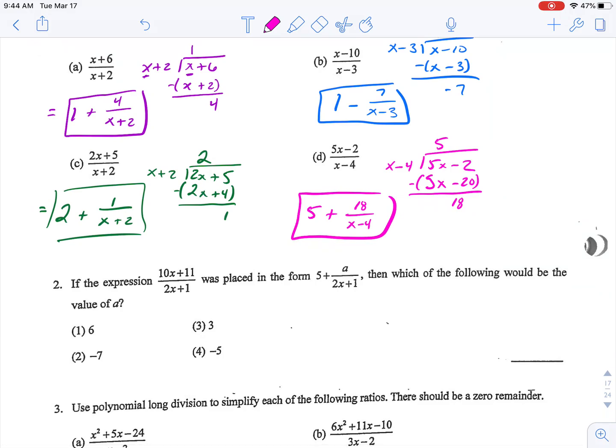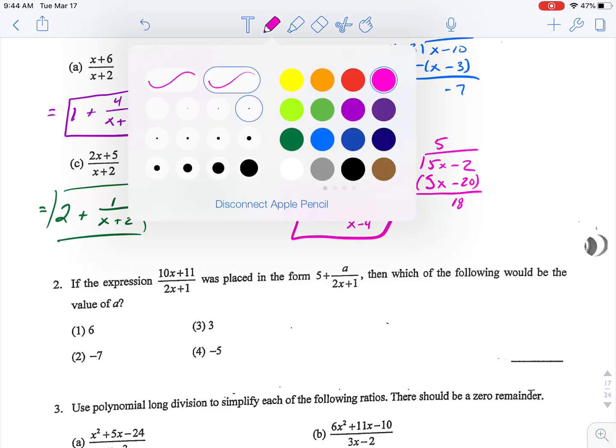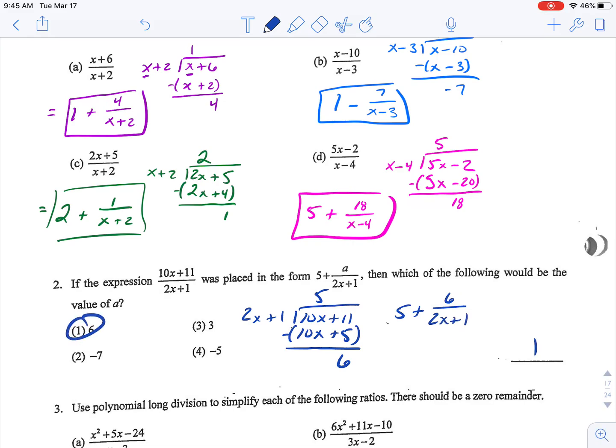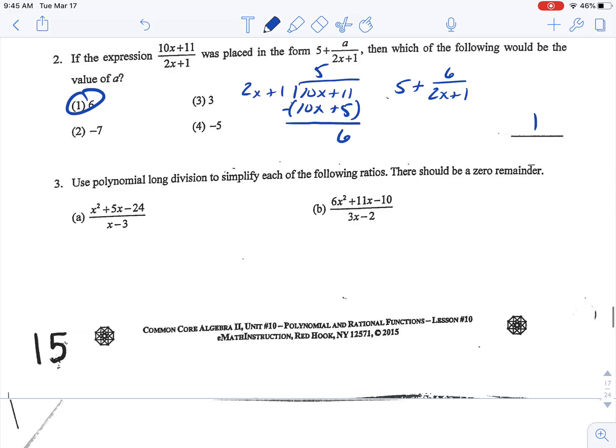If the expression 10x plus 11 divided by 2x plus 1 was placed in the form of 5 plus a over 2x plus 1, what would be the value of a? Well, based on where a is, that looks like our remainder. So we're really just figuring out what the remainder is here. Let's see. So 2x times 5 is 10x. Distributing and subtracting, we get a remainder of 6. All right, so we indeed get a quotient of 5 plus 6 over the divisor, and in any event, choice 1 is our answer.